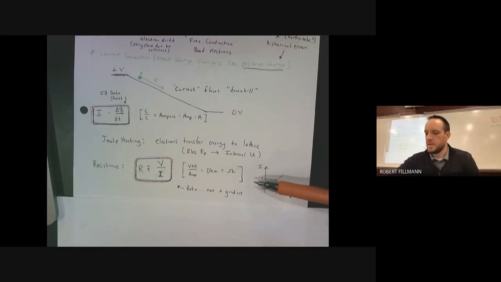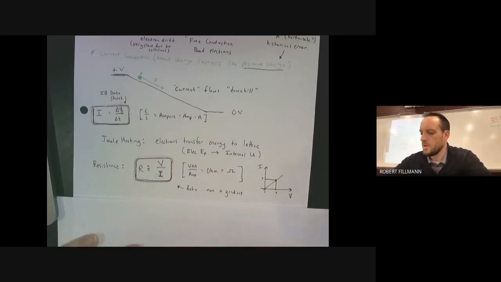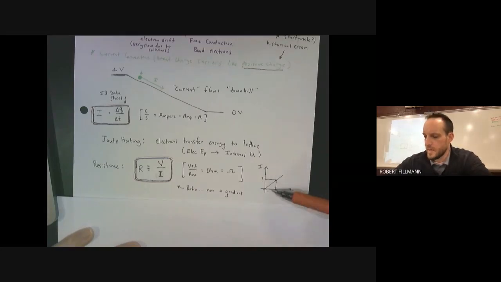In this relationship, if you were to think about R as being a ratio between voltage and current, you have to be a little bit careful with this. Sometimes people think of it as a gradient or a slope on a current and voltage graph. So over here, I have an imaginary plot of current versus voltage. And typically what will happen is you increase the voltage across something, you'll see the current go up as well. And then this line right here is going to be the relationship between the two.